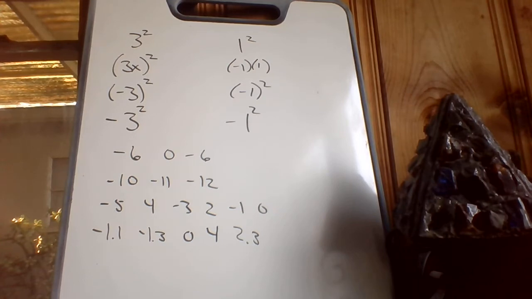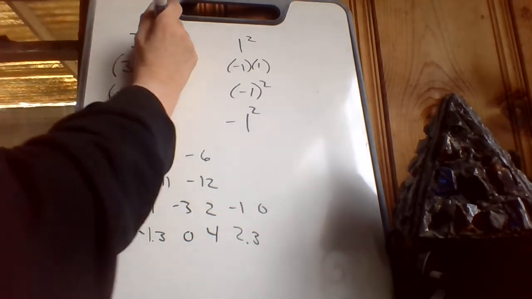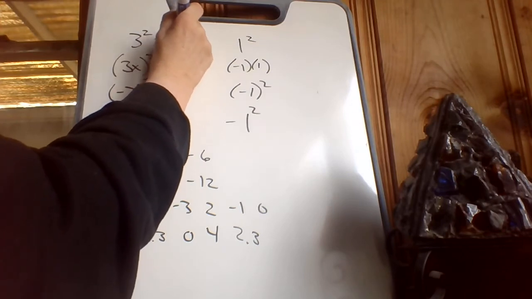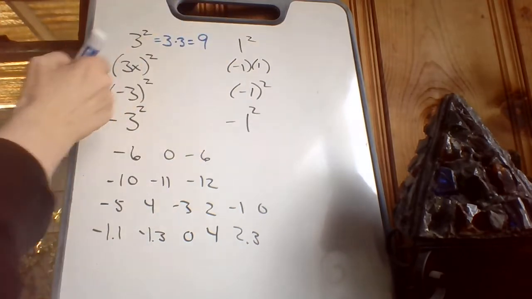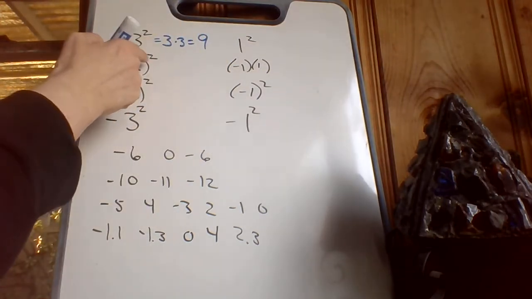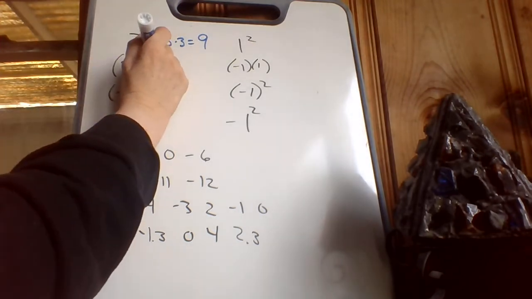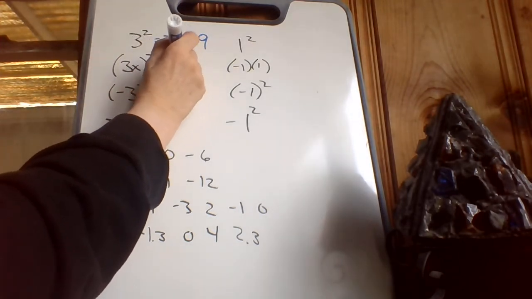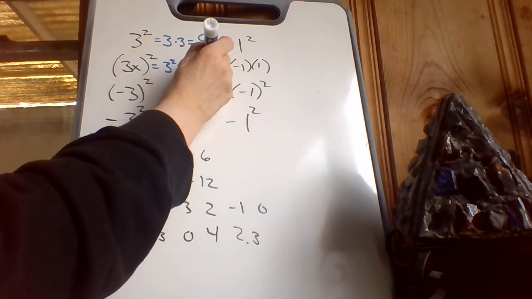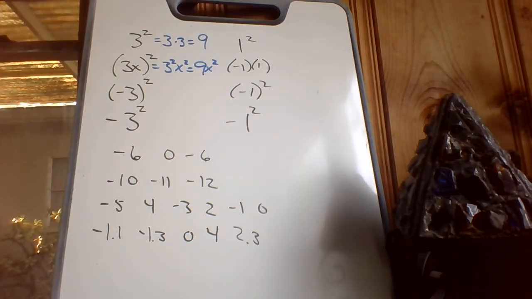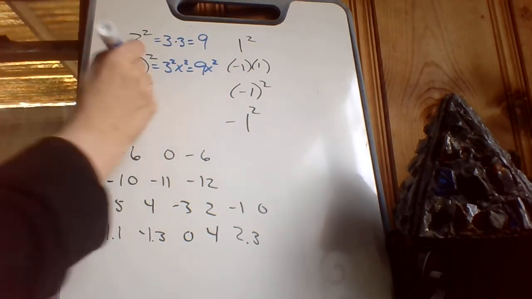But squaring negative numbers comes up a whole lot in all sorts of formulas, some of them that aren't in the calculator for this class. So this is just a little section on squaring negative numbers. 3 squared, that means 3 times 3. 3x, parentheses, squared. They both get squared. It's 3 squared x squared. So that's 9x squared. If it's in the parentheses, it gets squared.